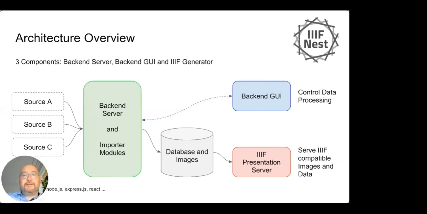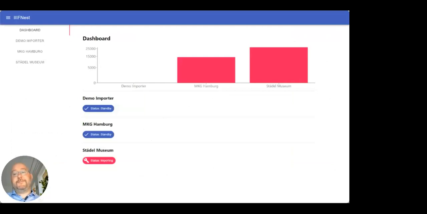The second component in red is the IIIF presentation server. This component responds to HTTP requests for IIIF resources. It collects the necessary data from the database and generates the IIIF resources, for example, manifests or collections on the fly. The third component in blue is the graphical user interface for the backend server, which implements a convenient way to control and manage the conversion tasks.